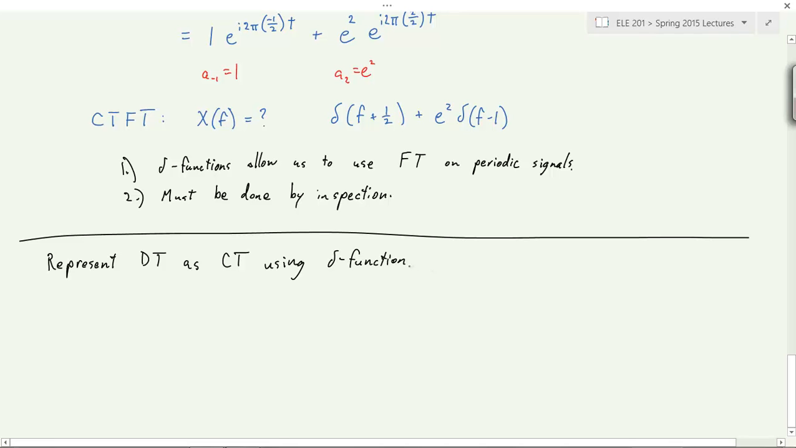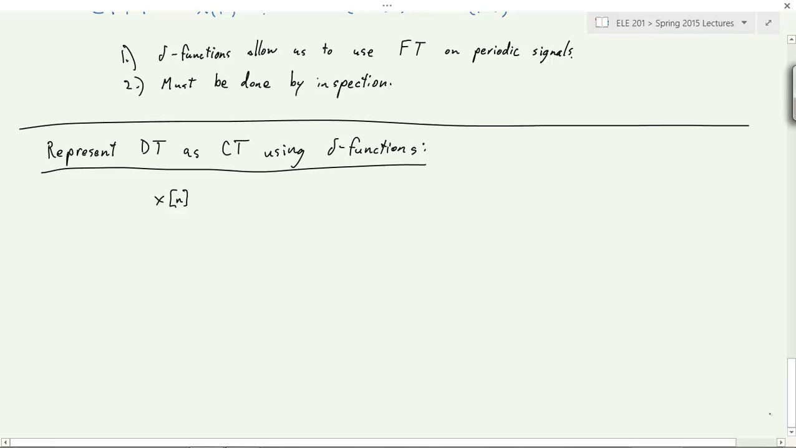So suppose we have some signal x of n, it's discrete time, right? And we want to define a continuous time signal that sort of represents this discrete time signal. Well, here's a very natural way to do it. We can define x of t to just be this expression, a sum of delta functions. When I plot it, it will make complete sense what I'm doing.